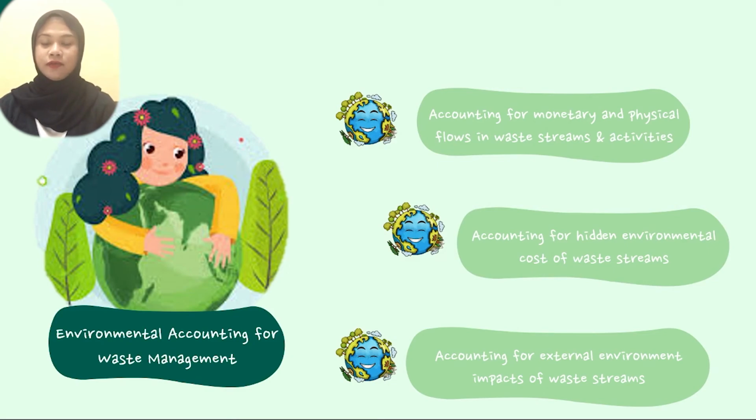Environmental accounting for waste management can be based on three different perspectives comparable to the three features of environmental accounting, such as accounting for monetary and physical flows in waste streams and activities, accounting for hidden environmental costs of waste streams, and accounting for external environmental impacts of waste streams.